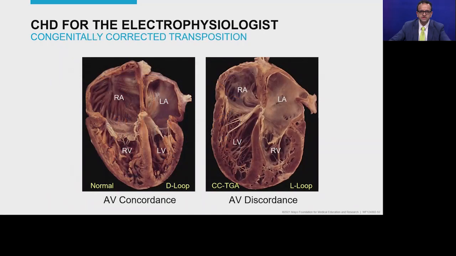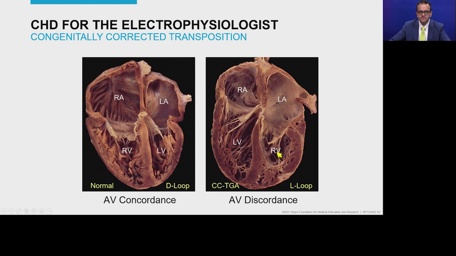What happens in patients with congenitally corrected transposition is that there is a double discordance. So the blood, instead of going from right atrium to the right ventricle, goes from right atrium to the left ventricle. And instead of the blood going from right ventricle to the pulmonary artery, the blood goes from left ventricle to the pulmonary artery. So you have AV discordance and VA discordance, atrioventricular discordance and ventriculo-arterial discordance.